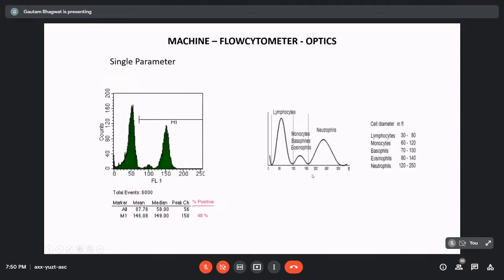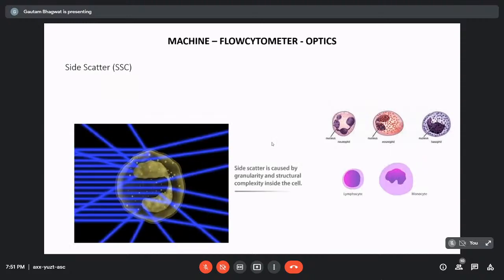Isn't it something like this, which you see in your routine three-part cell counters? So these are the neutrophils, the monocyte, basophils, eosinophils, and these are the lymphocytes. So this is a single parameter, that is the size, that we are taking into consideration, and we have classified the cells as neutrophils, mid-sized cells, and the lymphocytes.